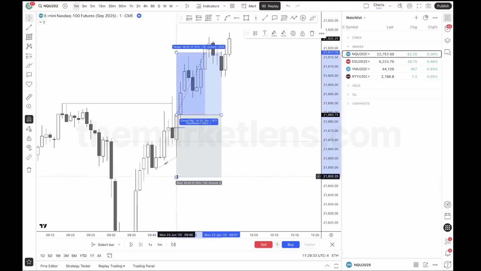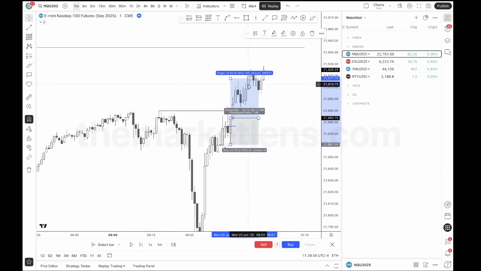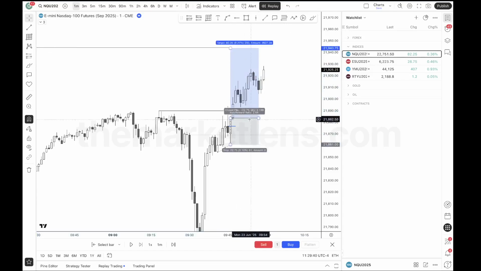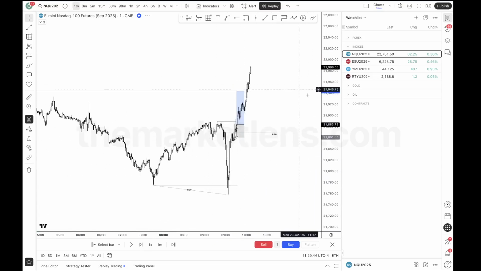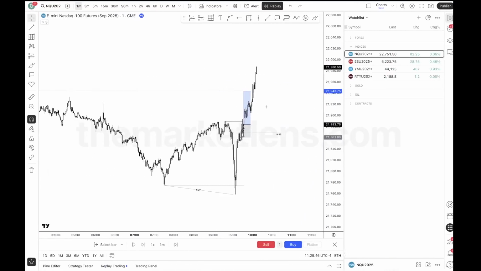So this is my entry. This is the fractal model, really. And yeah, 2.6R. I just took it off here. It ended up going much further, but I was pretty content with this. And yeah, that was my trade here. Anyone have any questions for Monday's trading?